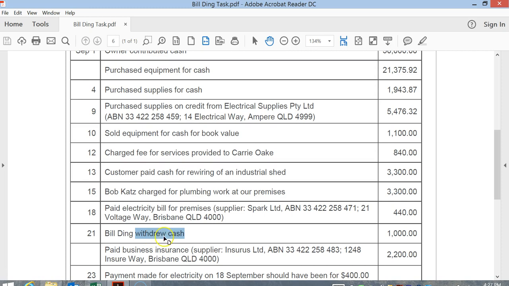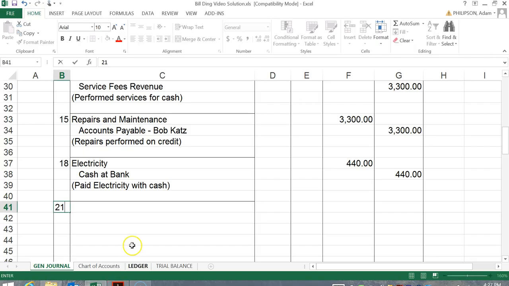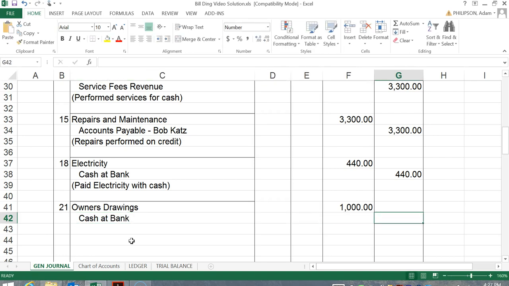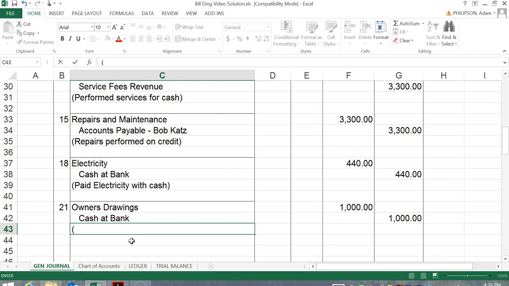Owner's drawings is a negative owner's equity account. It's going to be debit. And so owner's drawings, and he's withdrawn $1,000, and cash at bank is going down by the same amount, equals that figure there. Owner withdrew cash.